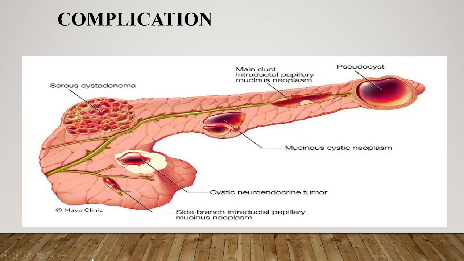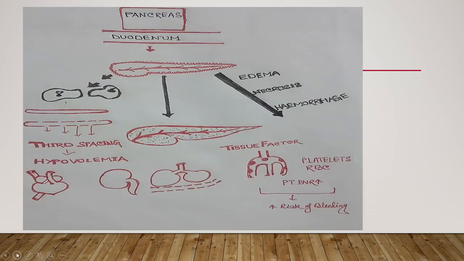First of all, we would like to discuss the systemic complications: how multi-organ failure happens, how respiratory distress occurs and how renal failure happens. First, we emphasize the systemic complications. After that, we will discuss the local complications.